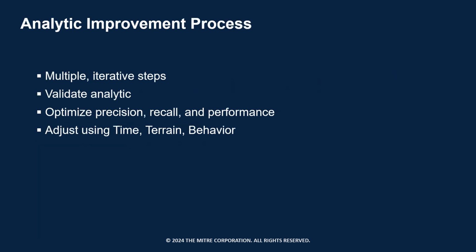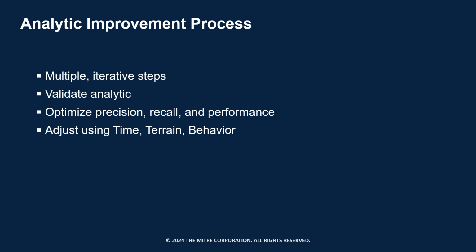The process for improving analytics is iterative and can be broken down into several broad steps. We may not make changes to the analytic in all of these aspects each time, but we want to have a deliberate process to assess how the analytic is doing for each of these characteristics. In general, we start by validating the analytic is returning the results we want and expect. We then assess and optimize the analytic's precision, recall, and performance.